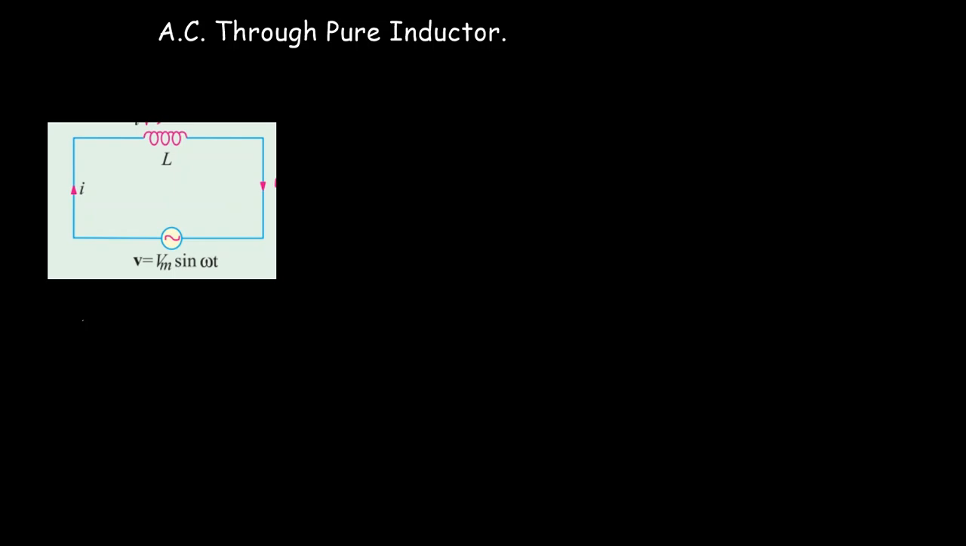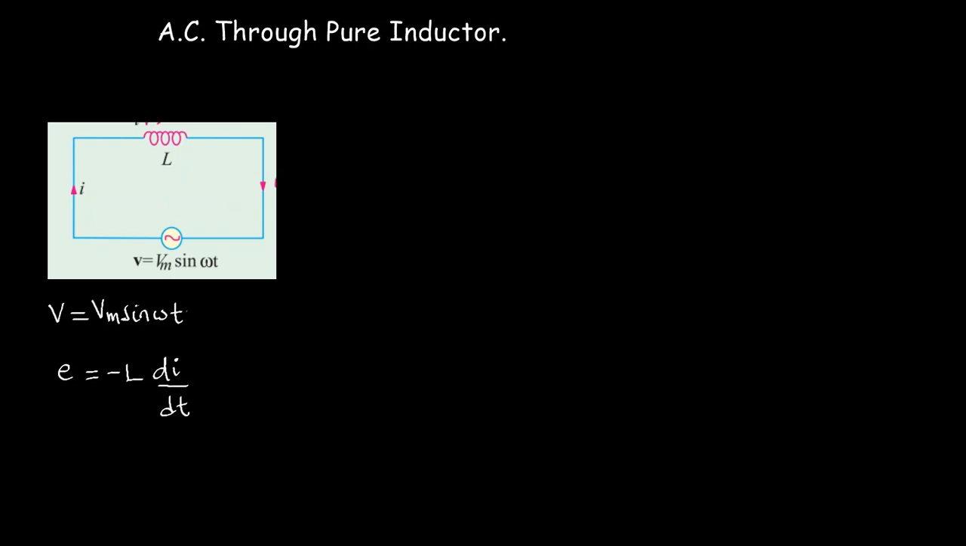The voltage is given to us as V equals Vm sine omega t. This is the voltage at a particular time t, and Vm is the peak voltage. Because of this alternating voltage, there will be an alternating current passing through the inductor, and this current will induce an EMF into the inductor. This EMF is given as E equals minus L di/dt.